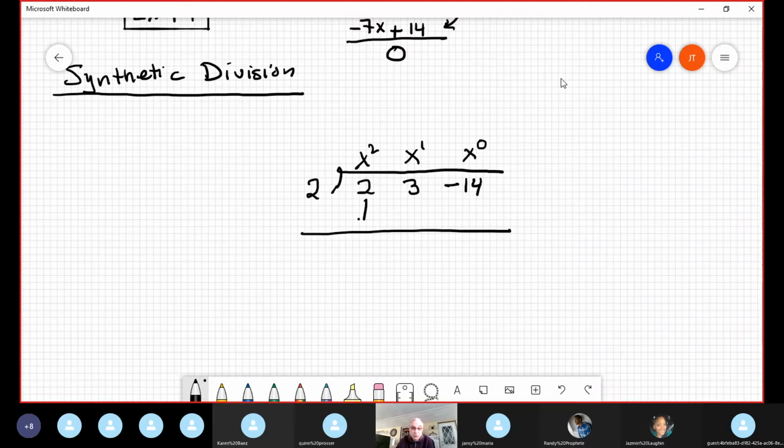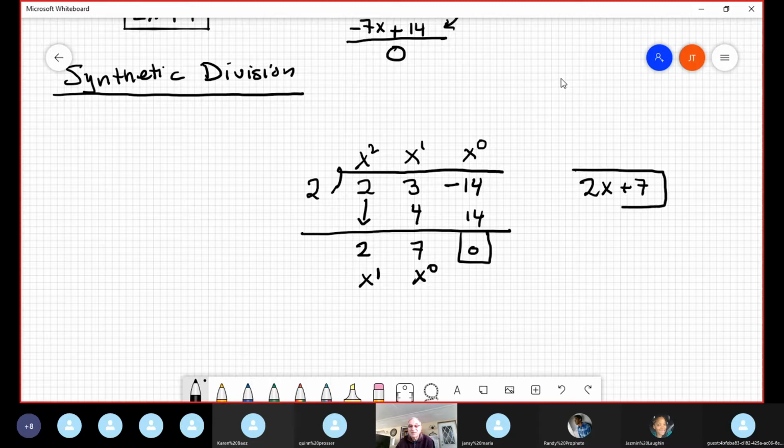And you bring down the first coefficient, which is 2, without doing anything. So just bring down. And multiplication, 2 times 2 is 4. And we combine like terms, it is 7. And 7 times 2 is 14. And negative 14 plus positive 14 is 0. Remainder 0, no problem. And this is the answer, right? So you understand that this is x to the 0 now, and this is x to the 1, and the answer is 2x plus 7. Exactly the same. Fantastic. Synthetic division.